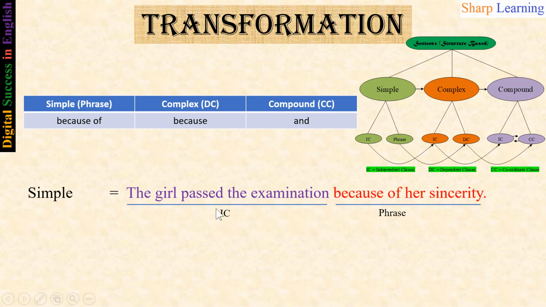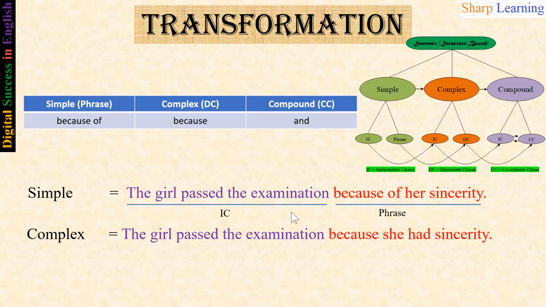And why is it not DC or CC? Because this is a clause without any conjunction at the beginning. Yes, this clause does not start with a conjunction. So if you see a clause without a conjunction, definitely it will be an IC. So an IC and a phrase, that means it is a simple sentence. So make it complex: IC will remain the IC and the phrase will be a DC. See here, IC has remained the IC and the phrase has become a DC.